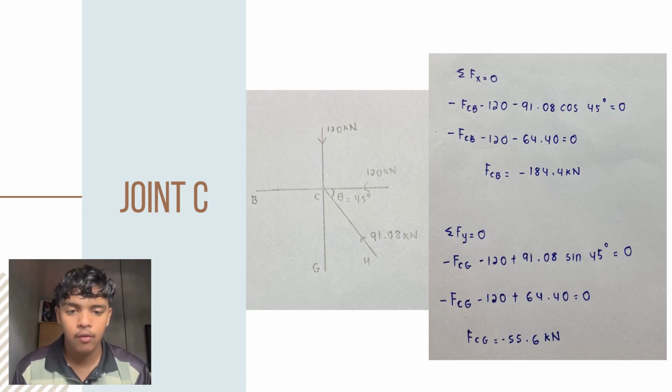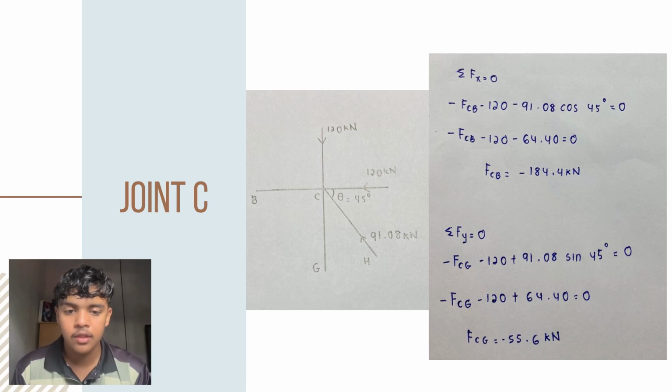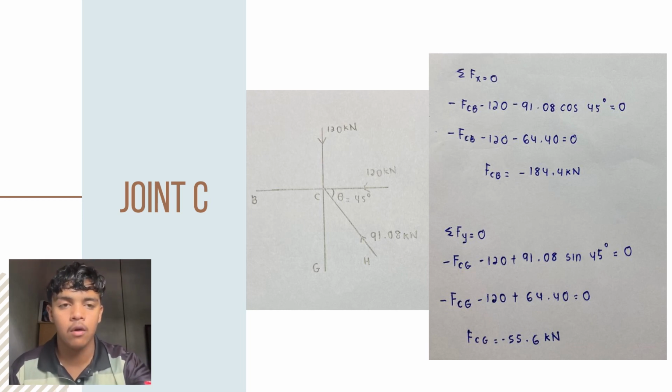And then Fy, sum Fy equals to 0. The calculation is negative FCG minus 120 plus 91.08 sin 45 degrees equals to 0. Then negative FCG minus 120 plus 64.40 equals to 0. So the final answer for Fy is FCG equals to negative 55.6 kN. That's for joint C.